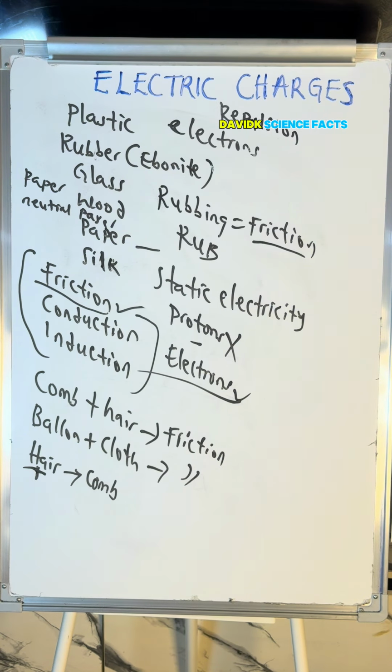Now, many students make this mistake. Comb and paper is not friction. The friction only happens when you rub the comb on your hair. That is when it happens. But that attraction of the comb and paper is due to induction.